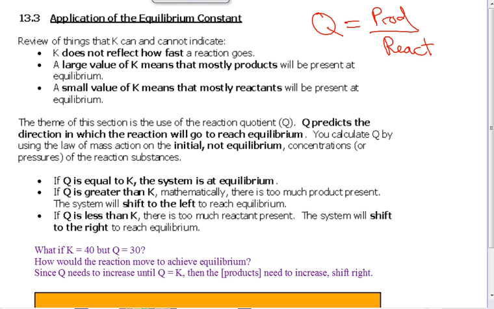So chemists love to calculate things. And so what we do is we calculate what's called the reaction quotient. What does quotient mean?